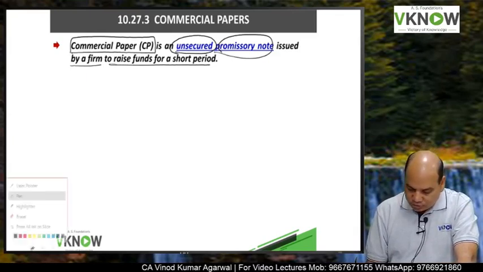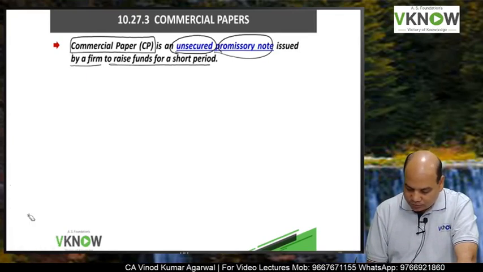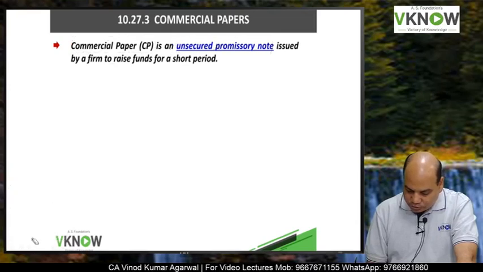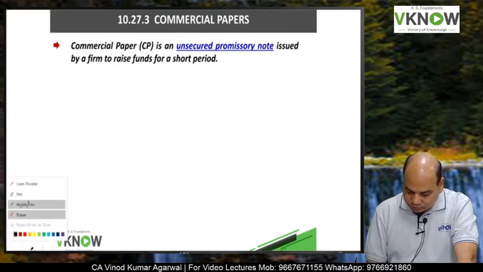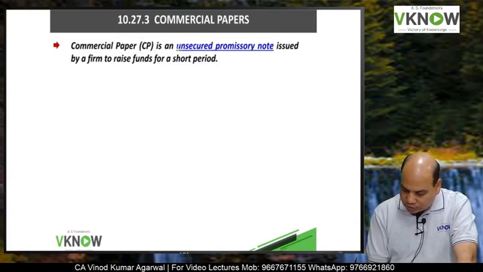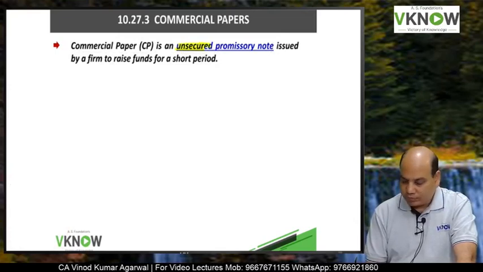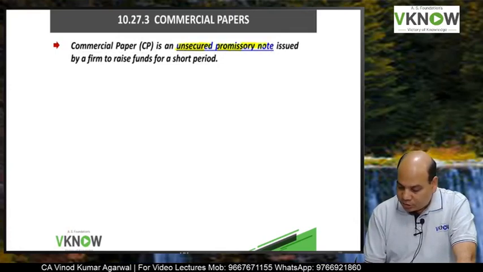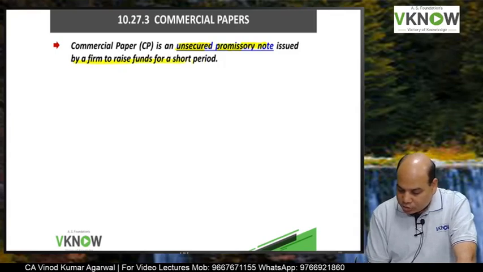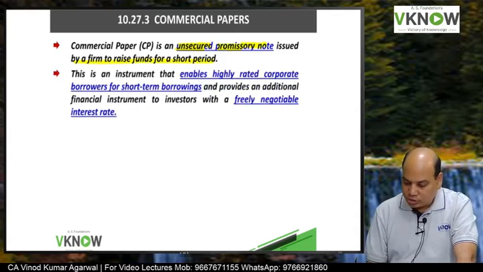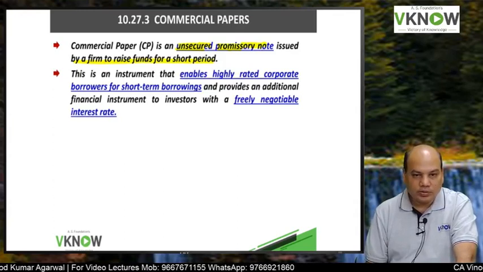In the exam, you can create 3 lines out of it. Which 3 lines can you create out of it? You will write it is an unsecured note. It is a promissory note. It is issued by the firm to raise funds for a short period of time. Now short period means 1 year.